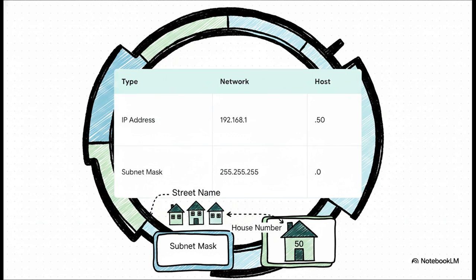Now, what's really interesting about this alignment matrix is how you can think of it mathematically, almost like a secret decoder ring. Notice how the IP address lines up directly over the subnet mask. The logic here is beautifully simple.